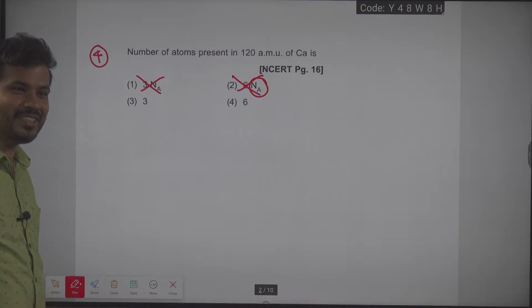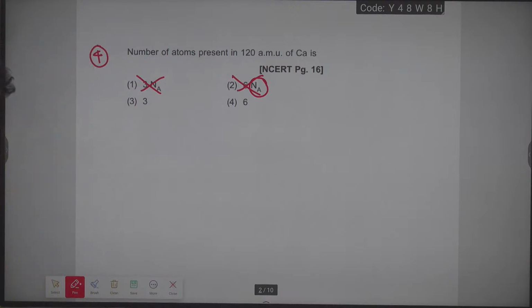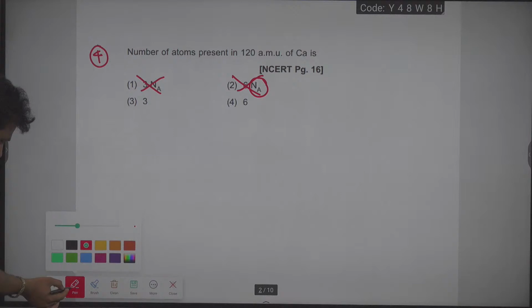3, 4, okay, you guys are spamming. Don't say 3, 4, 3, 4. Either of them you have to choose. You are not in the KBC seat.